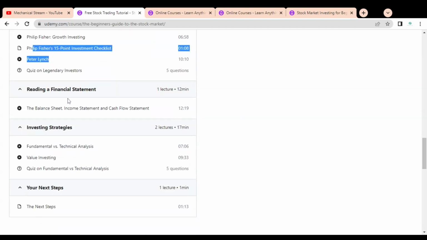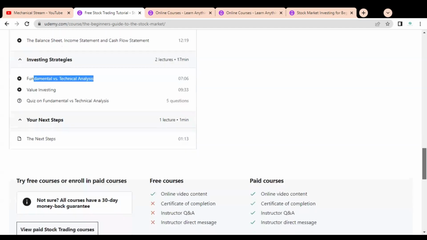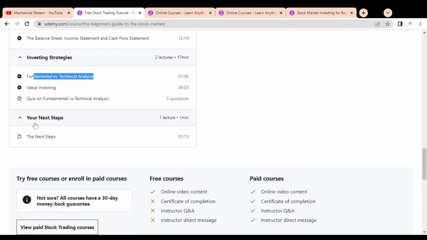And you can see here reading a financial statement, like how you can read the balance sheet, income statement, and cash flow statement. So you will learn this in the course. Then you can see the investing strategy module, in which you will learn fundamental versus technical analysis, how we can do this analysis and what their differences are. Then value investing, and a quiz on fundamental and technical analysis. So these are some of the topics given. Then the last step is your next steps, in which you will learn how you can do stock market investing.